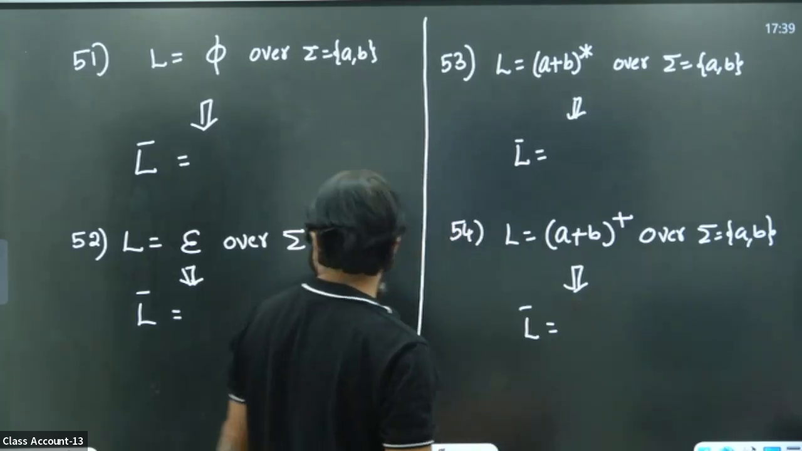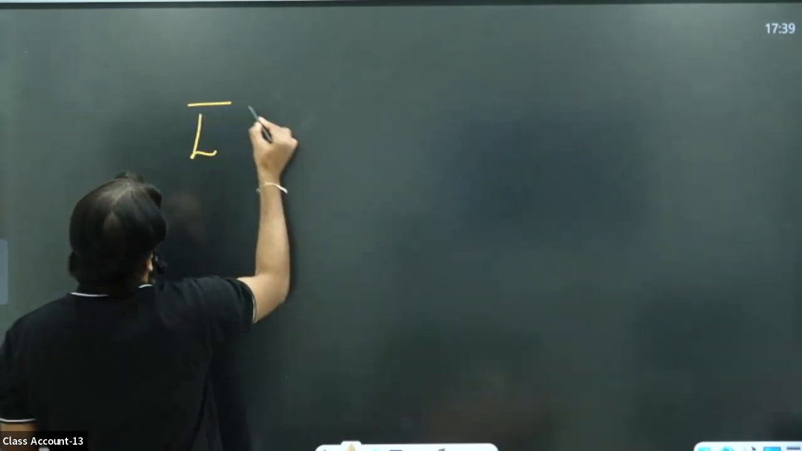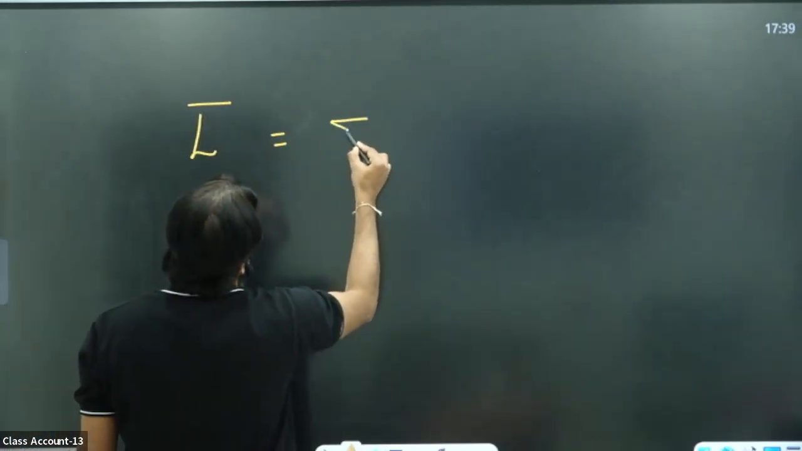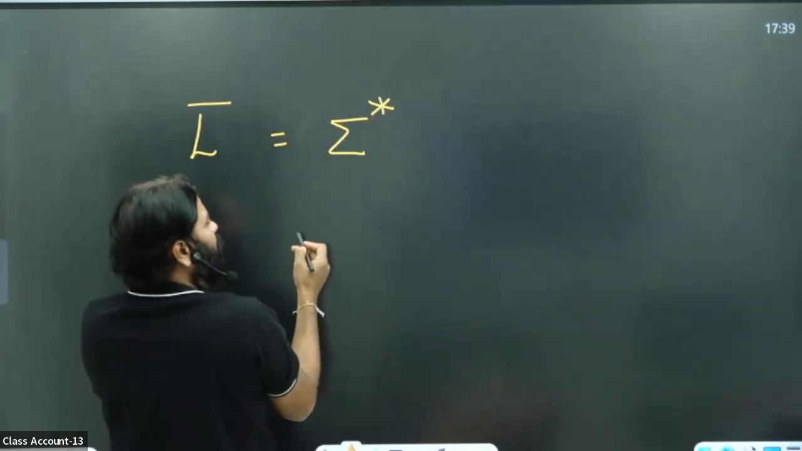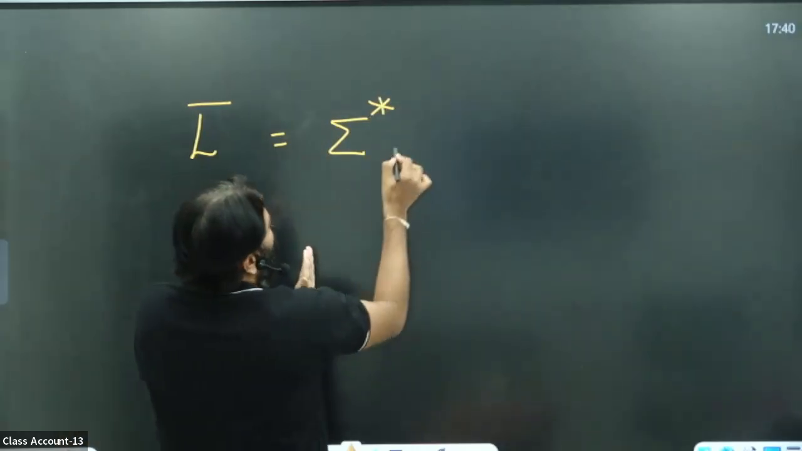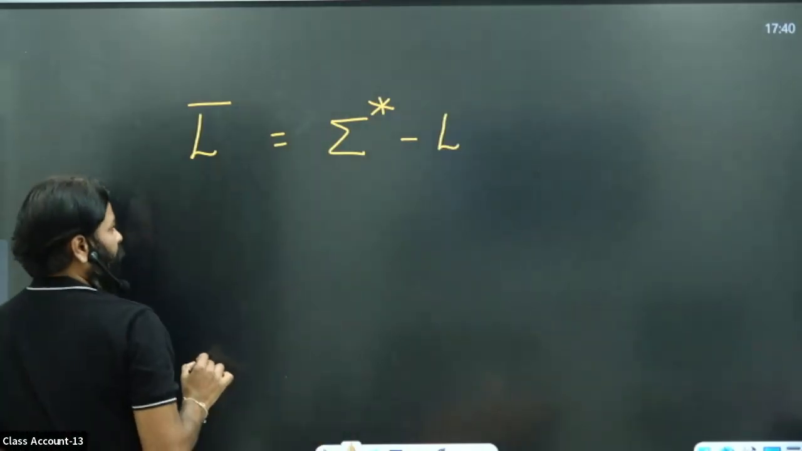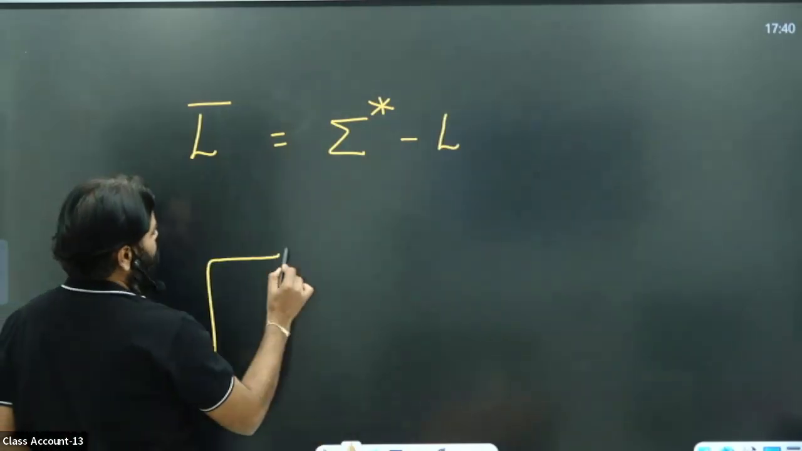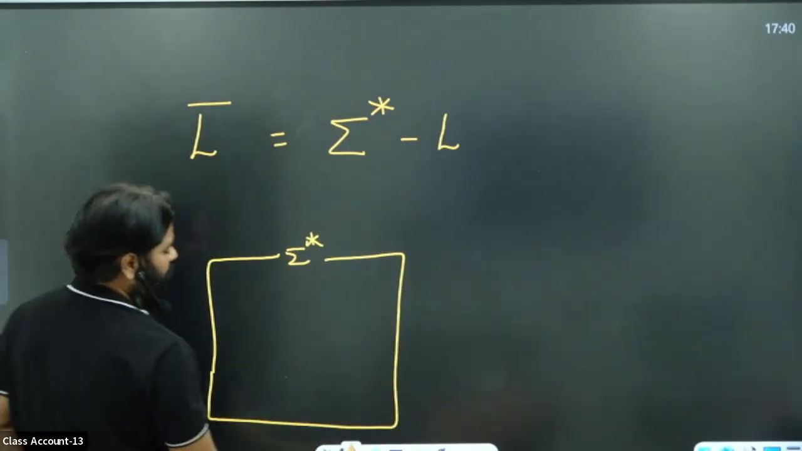What is the definition for a complement? If anybody wants to write a complement definition, you should write it as sigma star. This is the universal language representation. Every string is there in this. Minus, you try to delete L. What do you mean by that? Let's say this is sigma star. Every string is there here, correct?